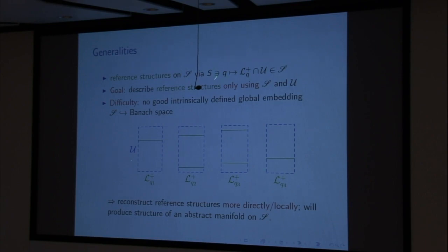without knowing the original set or the geometric structure. So somehow just using the set S, script S, of my observations, I want to be able to recover these reference structures. Okay, so let me skip this difficulty here.